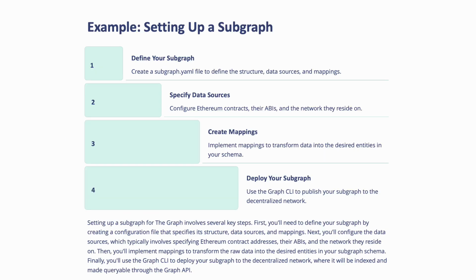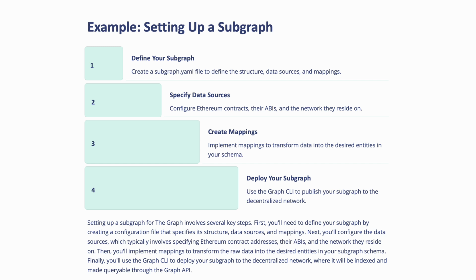There are four major steps to set up a subgraph. The first one is define the subgraph. The second is specify data sources. Third is creating mappings, and fourth is deploying the subgraph. The first step is done by creating a configuration file that specifies the structure, data sources, and mapping for your subgraph.